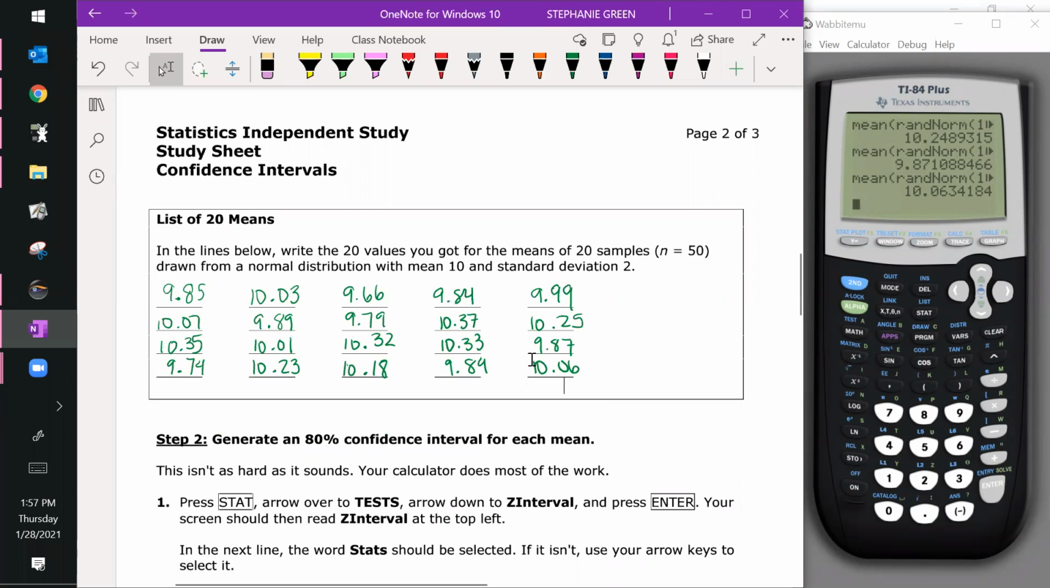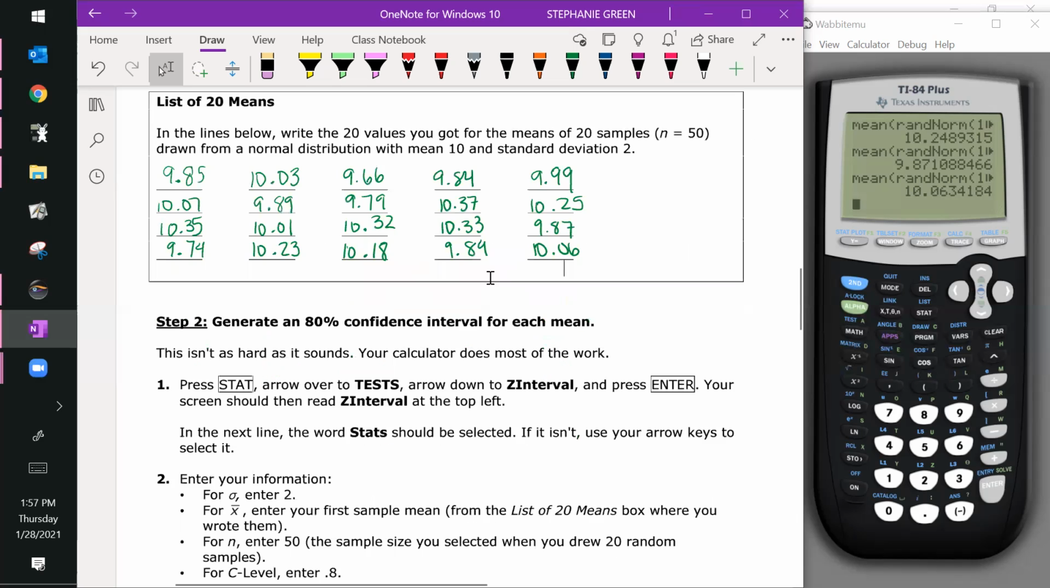And again, obviously, we're simulating taking real samples. So this is random numbers from a normal distribution that's created on our calculator. But if we had actually taken 20 different samples of size 50 from a true population that had these values, these are some of the means that we might end up with.